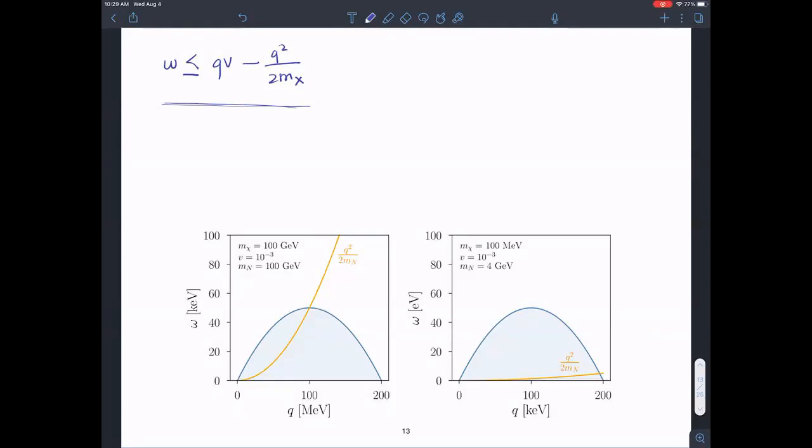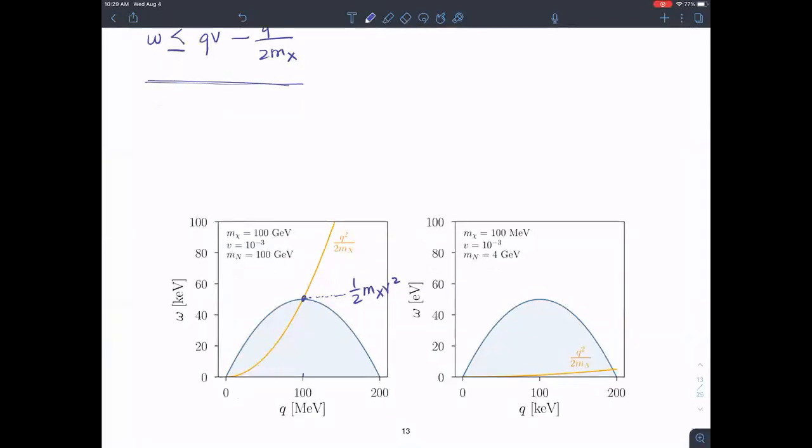Here I've plugged in particular numbers, but as a heuristic or just to help you remember, the maximum energy that's allowed is 1/2 m v squared. That's going to happen at Q of m chi v.